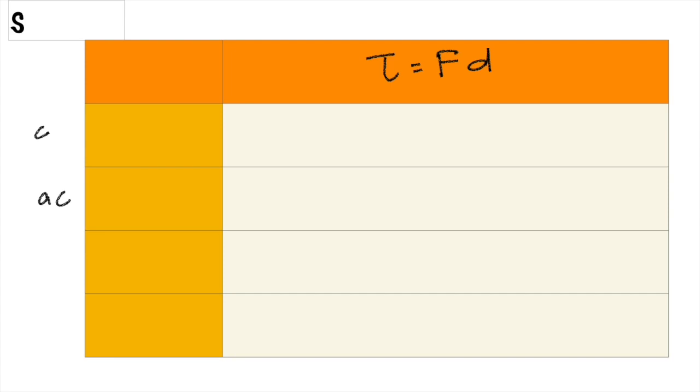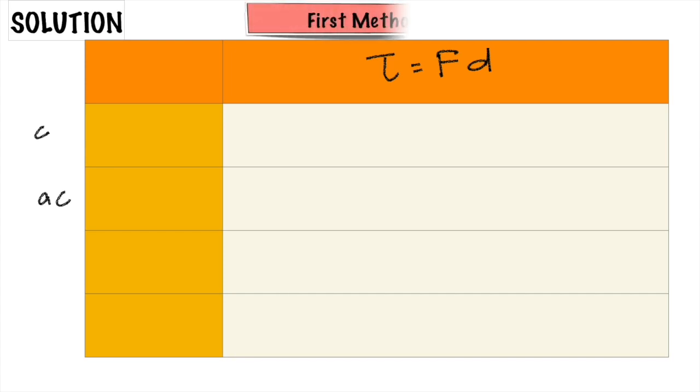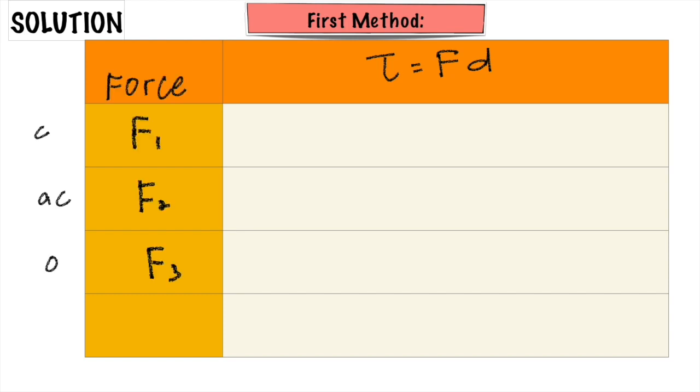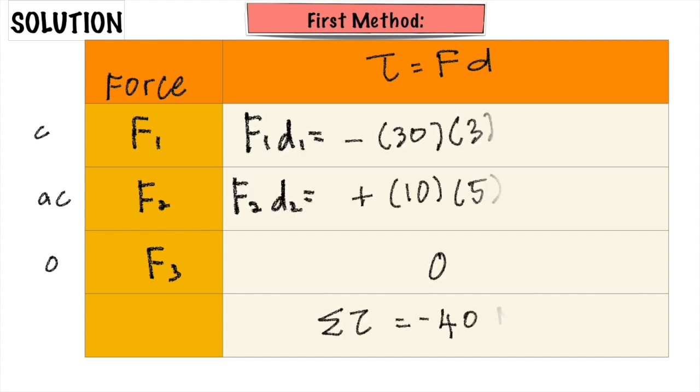For the solution, you need to draw a table for the first method, consisting of three forces F1, F2, F3. Then for F1, torque 1 is negative because clockwise. Then negative 30 times 3, negative 90. Torque 2, F2, D2, positive because anti-clockwise. We get positive 50. Total up, then we will get torque equal to negative 40 Newton meter.